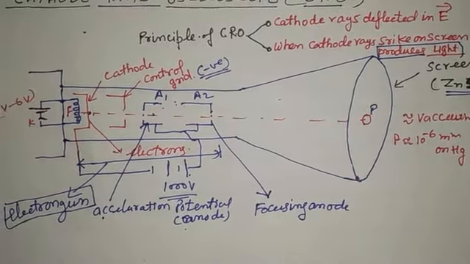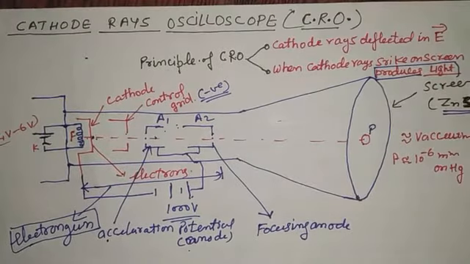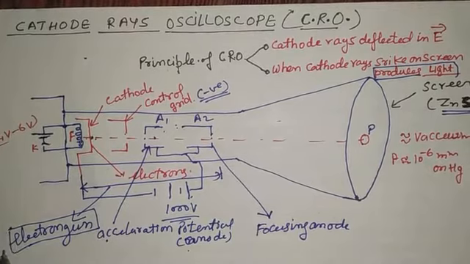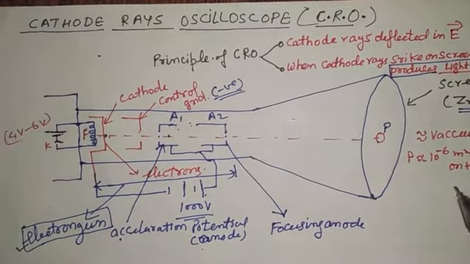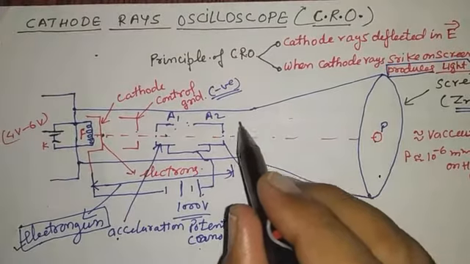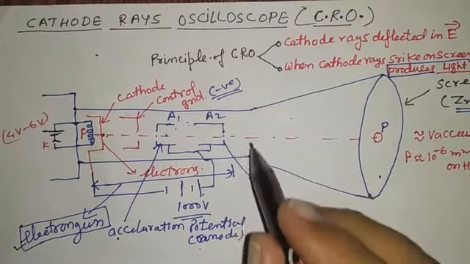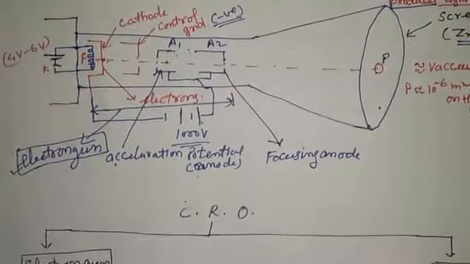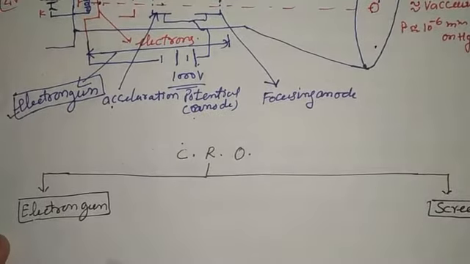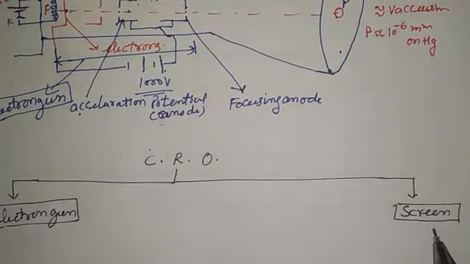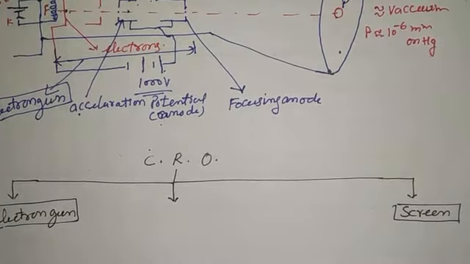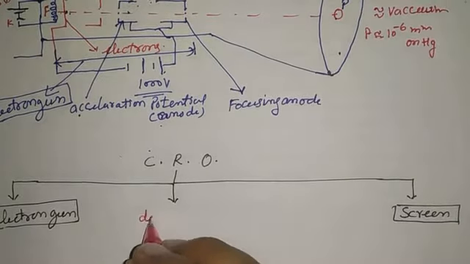Actually, CRO has three parts. Of these three parts, we have discussed two, this electron gun and the screen. And there is one more part that lies inside it. We are going to discuss that. So see the three parts of that CRO. The electron gun is the first part. The last part is the screen. The part in between is the deflecting section.